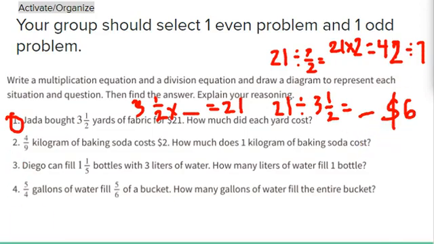Let's not do number 3. Let's skip to number 4. That way I've got better space to write in. We got 5/4 gallons of water fills 5/6 of a bucket. How many gallons of water to fill the entire bucket?